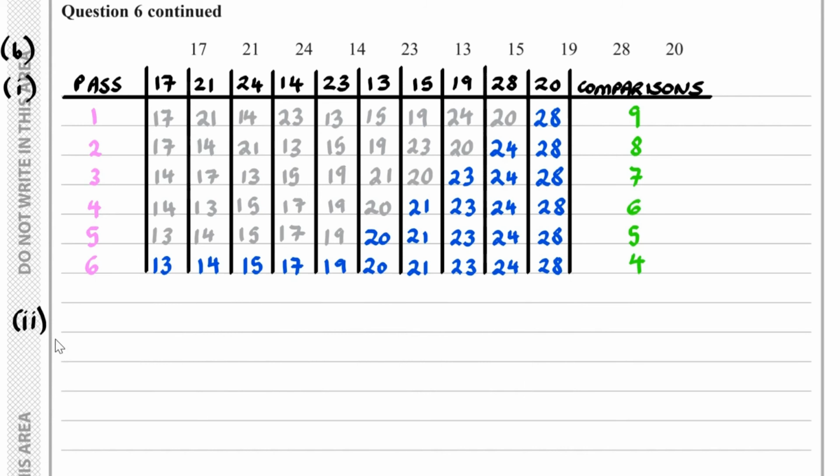So now, when we come to find out the total number of comparisons we made, we add together the 9, 8, 7, 6, 5 and the 4. What we see is we have 39 comparisons.